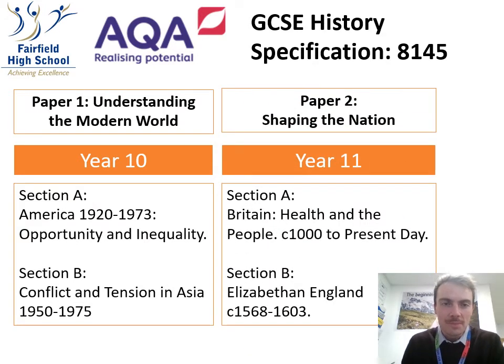Paper 2, we usually begin studying towards the end of Year 10 and the beginning of Year 11. Paper 2 is called Shaping the Nation. And again, it's split into two sections. Section A is called Britain, Health and the People. It's a 1,000-year study of medicine and public health in Britain. And then Section B is Elizabethan England and is a study of Queen Elizabeth I's reign in Tudor times.